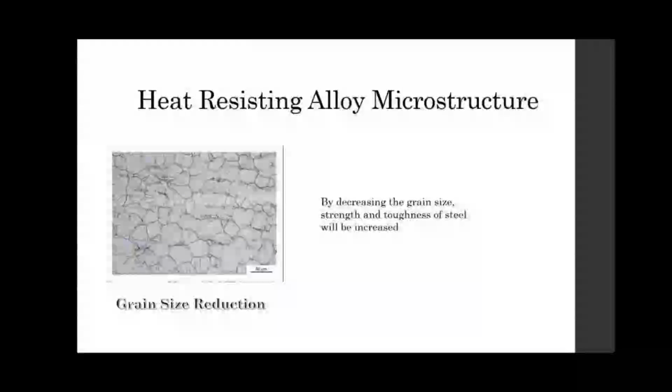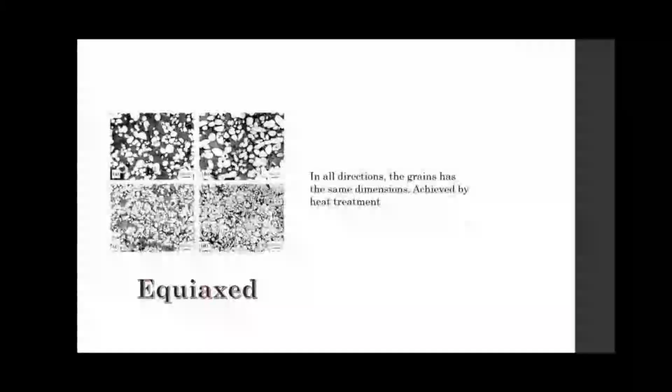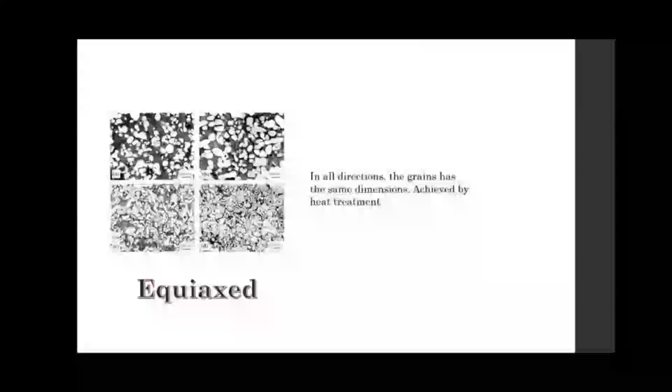Heat-resisting alloy microstructure. First, the grain size reduction. By decreasing the grain size, strength and toughness of steel will be increased. Second, equiaxed microstructure. What does equiaxed mean? It means that in all directions the grains have the same dimensions. This is achieved by heat treatment.